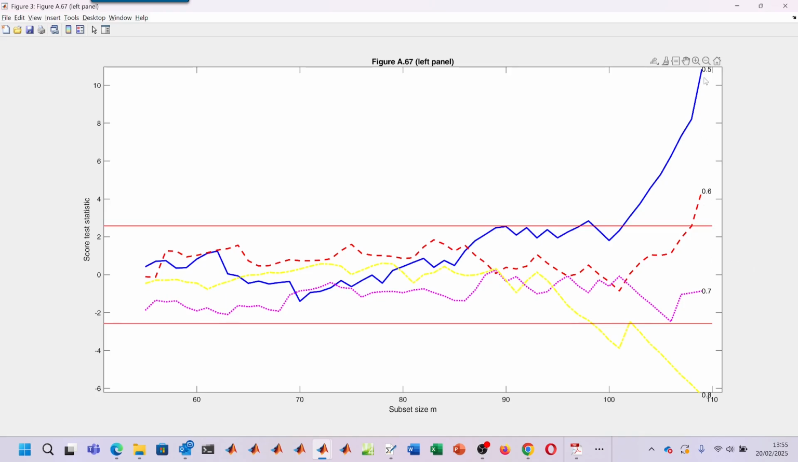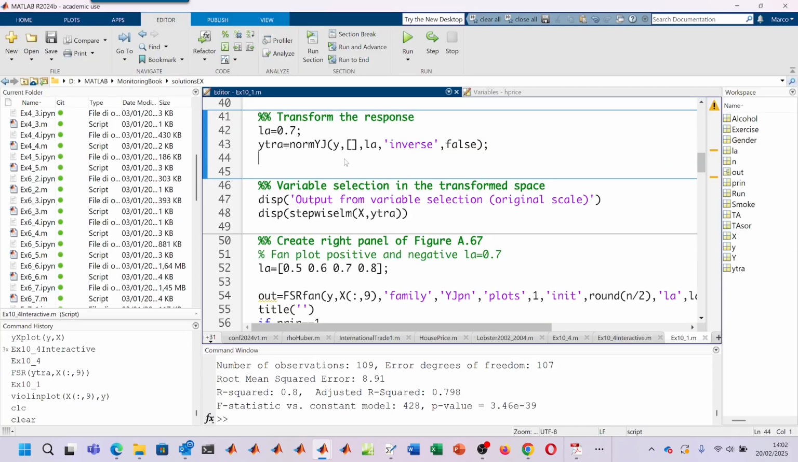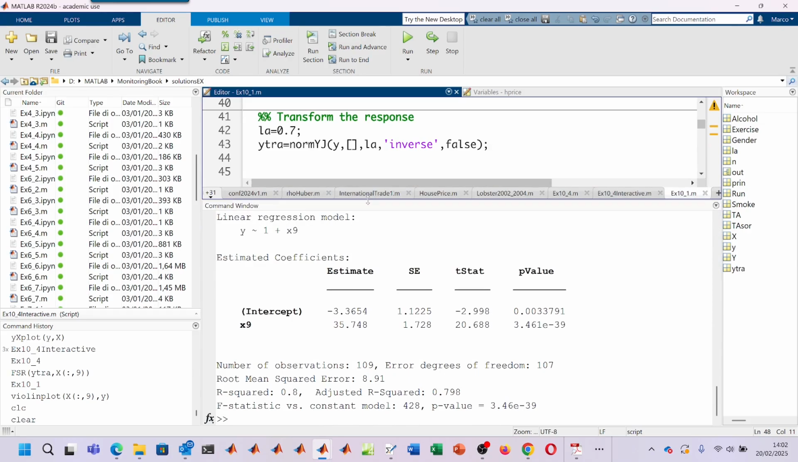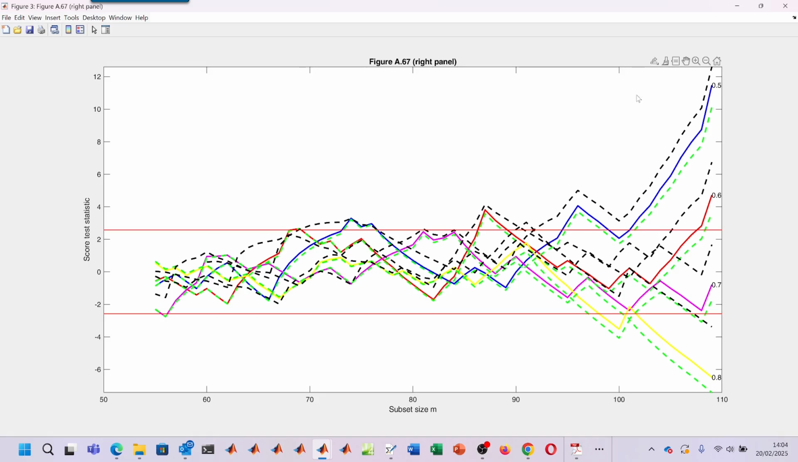The trajectory for the square root is rejected starting from m around 100. The trajectory for lambda equal to 1 is not shown here because it is firmly rejected during the search. Therefore, the data have to be transformed. So now we transform the response according to a value of the transformation parameter that was suggested by the fan plot, and we do a variable selection in the transformed scale, and here we find once again that x9 is the only important variable.